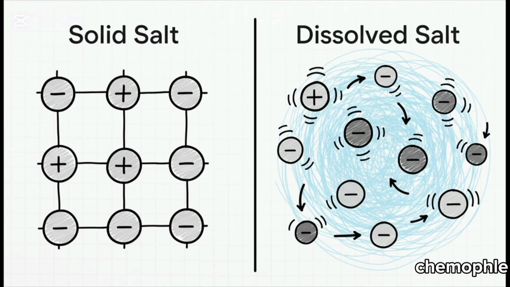It's all about movement. See, in a solid salt crystal, those ions are locked tight in a rigid grid, a lattice. They can't go anywhere. But when you dissolve that salt in water or melt it, the ions break free. Now they're free to roam around, and because they're charged, they can carry an electric current. It's that simple. No movement, no electricity.